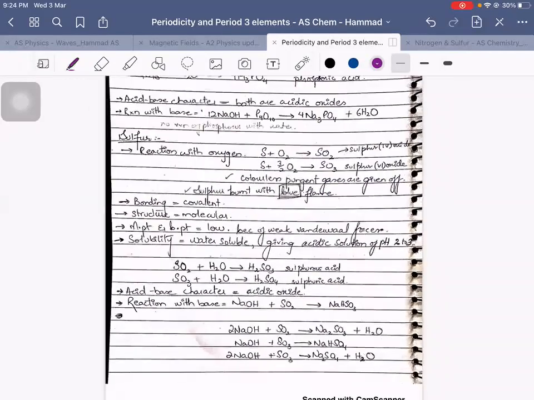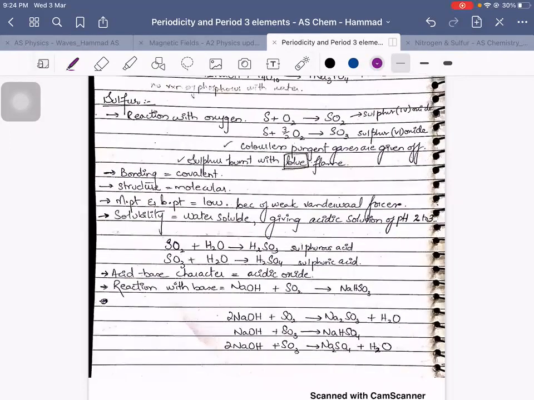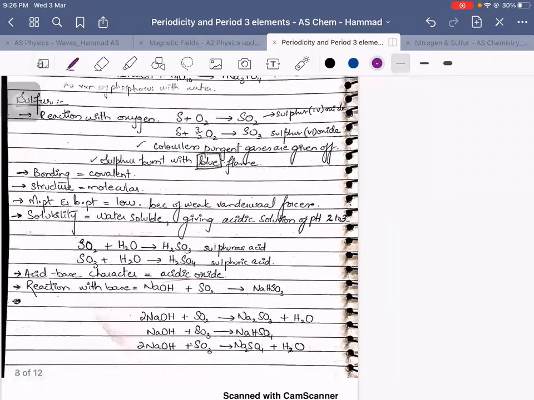And would produce sulfur dioxide, which then further reacts to form sulfur trioxide. Sulfur oxide is an acidic oxide and therefore reacts with an alkali to form a salt, and in some cases water.